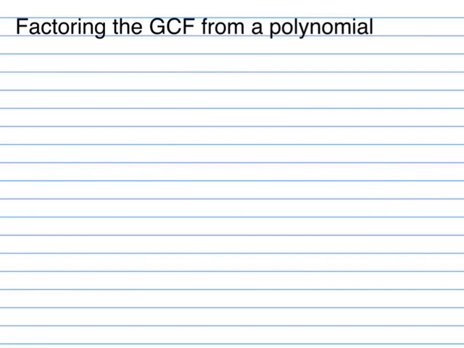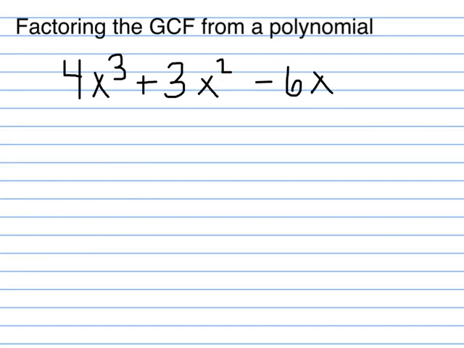Alright, so when we're factoring the GCF, or greatest common factor, from a polynomial, we want to look at the highest number that divides exactly into all of the pieces of a polynomial. Here's my polynomial, 4x cubed plus 3x squared minus 6x. So I want to look at the number or numbers that go in evenly into each of them. And they all have a factor of x here.